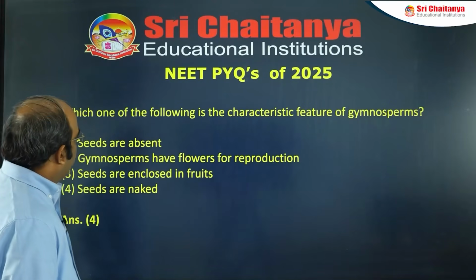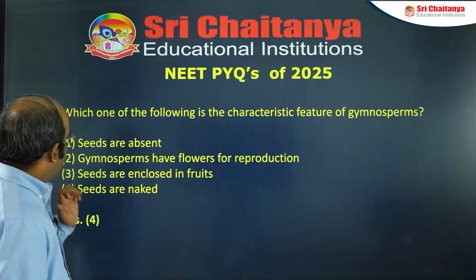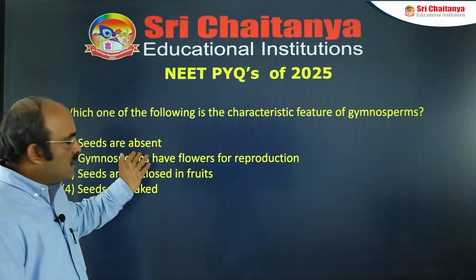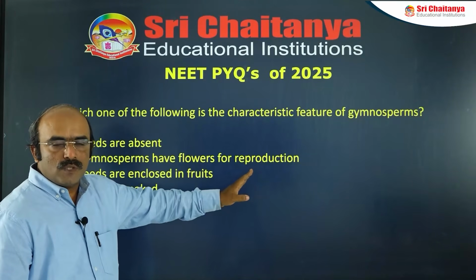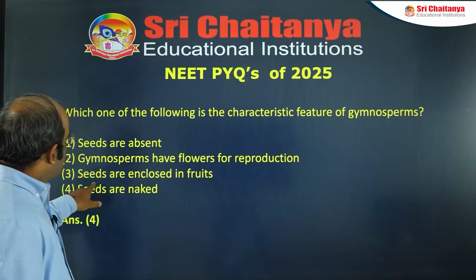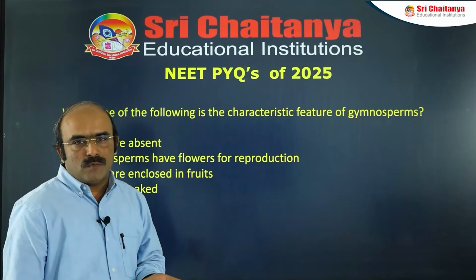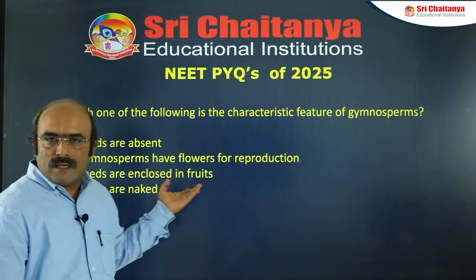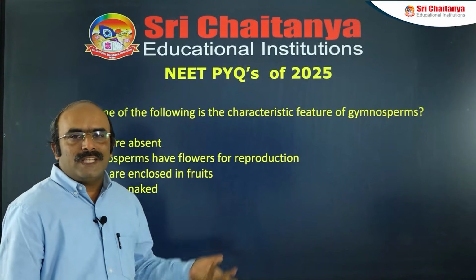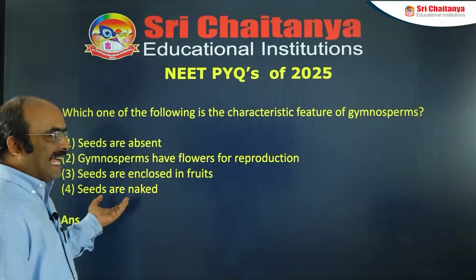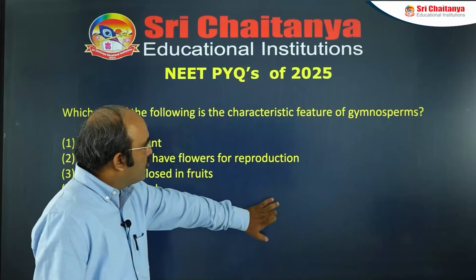Now, which of the following is a characteristic feature of Gymnosperms? Seeds are absent. This is not a characteristic feature. Gymnosperms have flowers for reproduction. No, Gymnosperms do not have flowers. Seeds are enclosed in fruits. No, fruits are actually ripened ovaries, and ovaries are absent in Gymnosperms, so they can't bear fruits. Then seeds are naked. As ovaries are absent, seeds are naked. So the characteristic feature of Gymnosperms is the fourth one: seeds are naked.